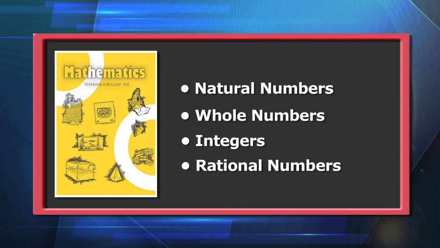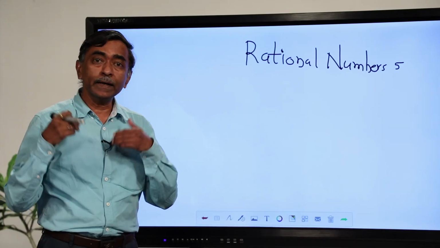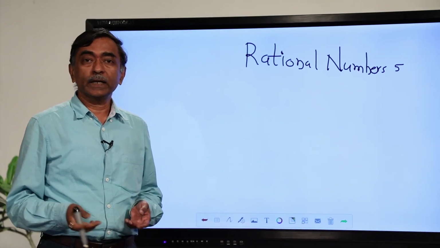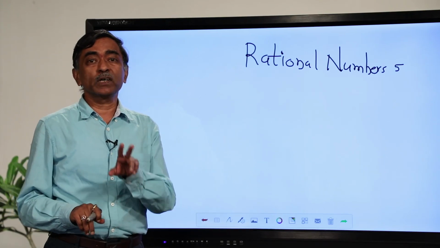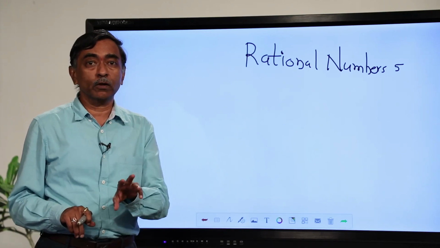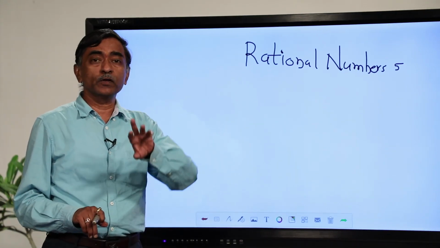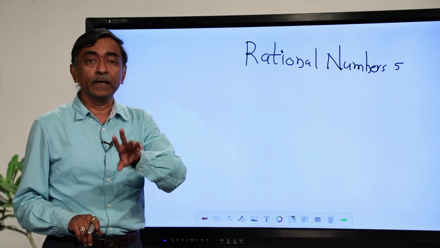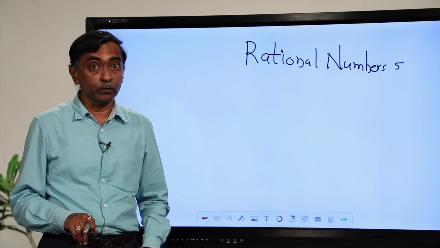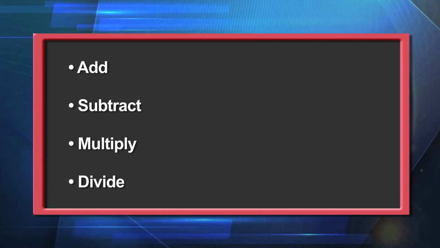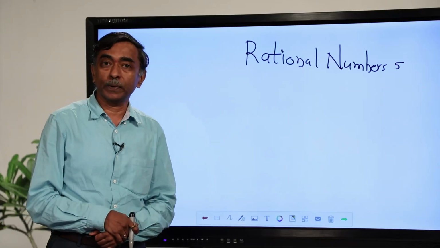In the closure property we saw that when you combine two numbers, you should again get a number of the same set. In commutativity we saw that when you operate two numbers from a number system, you should get the same value when you interchange them. For example, a plus b and b plus a should both give you the same value, whether it is natural numbers, whole numbers, or whatever. I just took plus as an example. There are 4 operations, and you should be able to check it for all these operations.